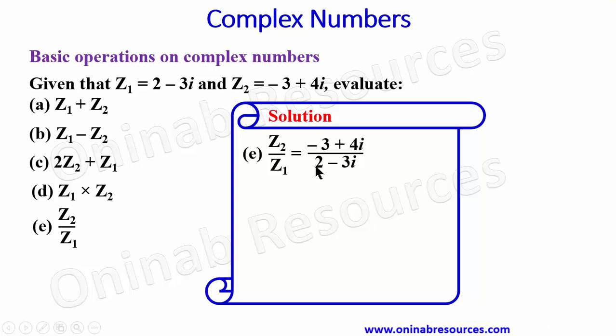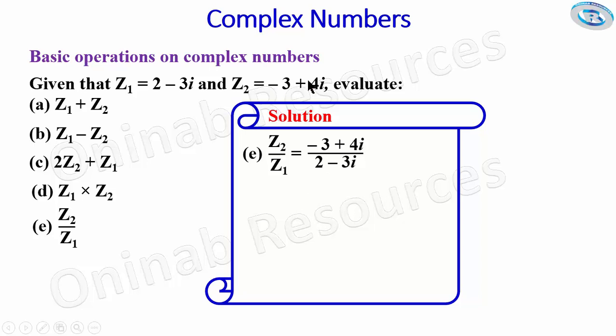How do we get the conjugate of Z1? Since the sign here is negative, its conjugate will just be positive. So if the sign is positive, its conjugate will just change to negative. Like for Z2, the conjugate of Z2 is going to be negative 3 minus 4i, while the conjugate of Z1 is 2 plus 3i. So that is that for Z1 and Z2 conjugate.